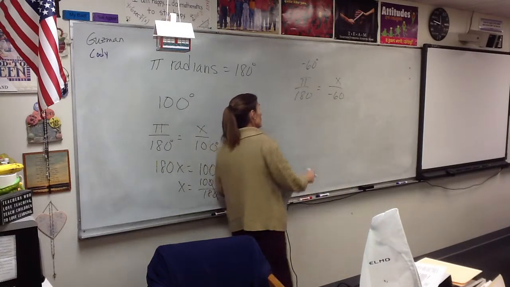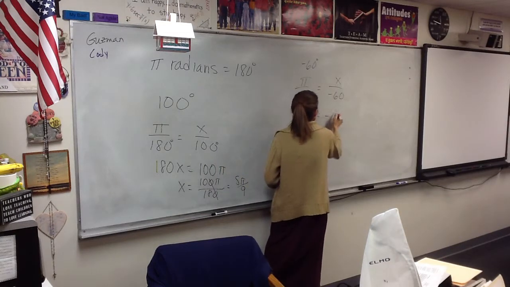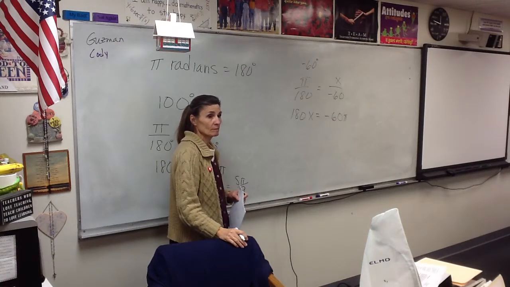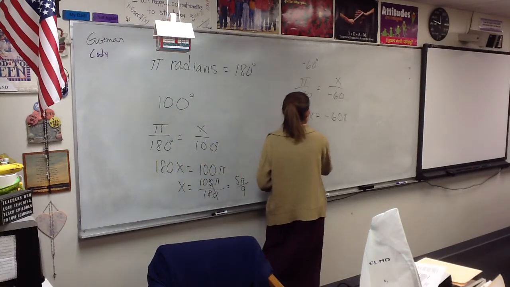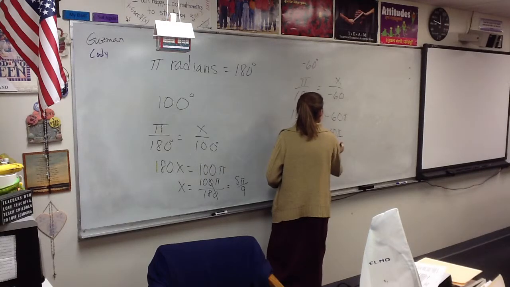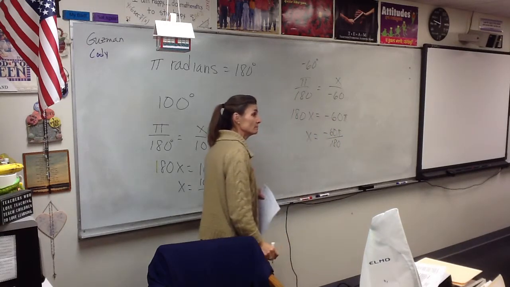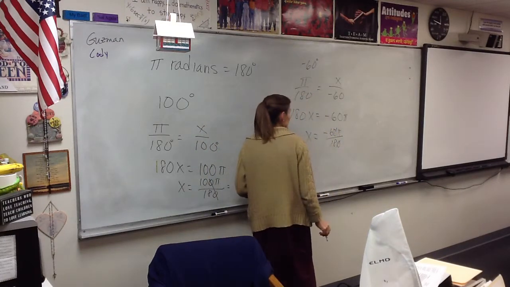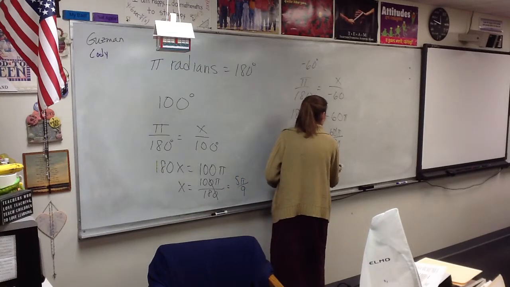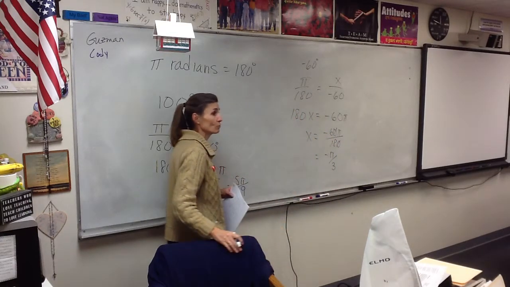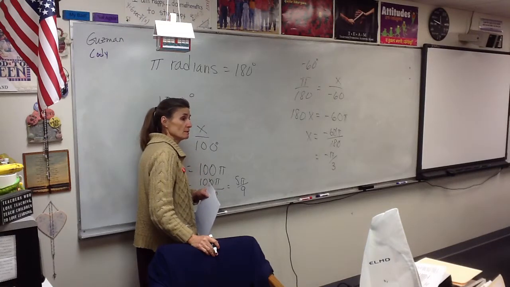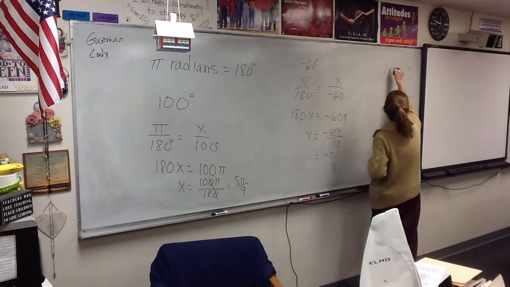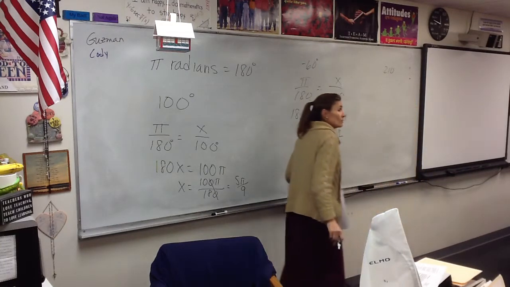So now we cross multiply. 180x equals negative 60 pi. And then we'll divide. So x equals negative 60 pi over 180, and then we'll reduce. The zeros cross out again. 6 over 18 reduces to negative pi over 3, negative 1 pi over 3. Can you try 210 on your own? Try 210 and compare it with your neighbor.